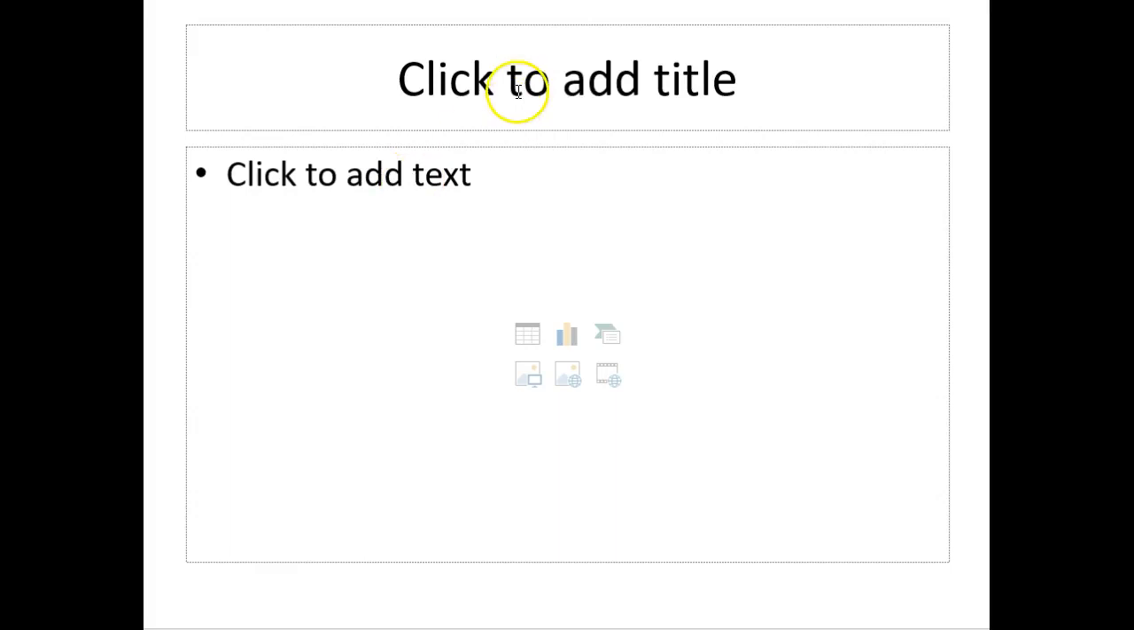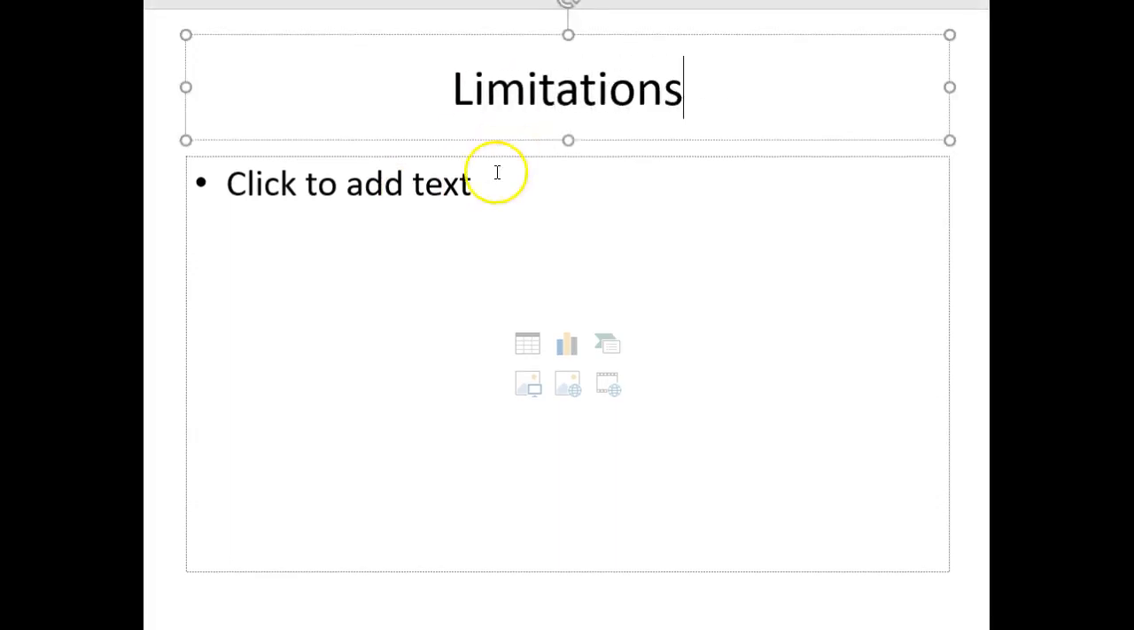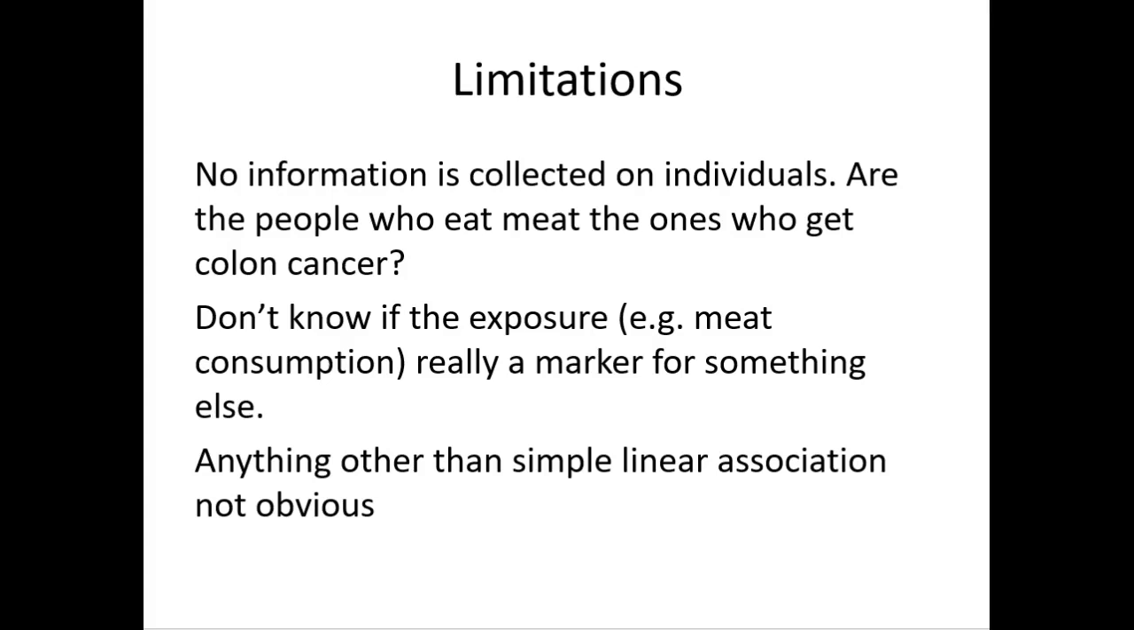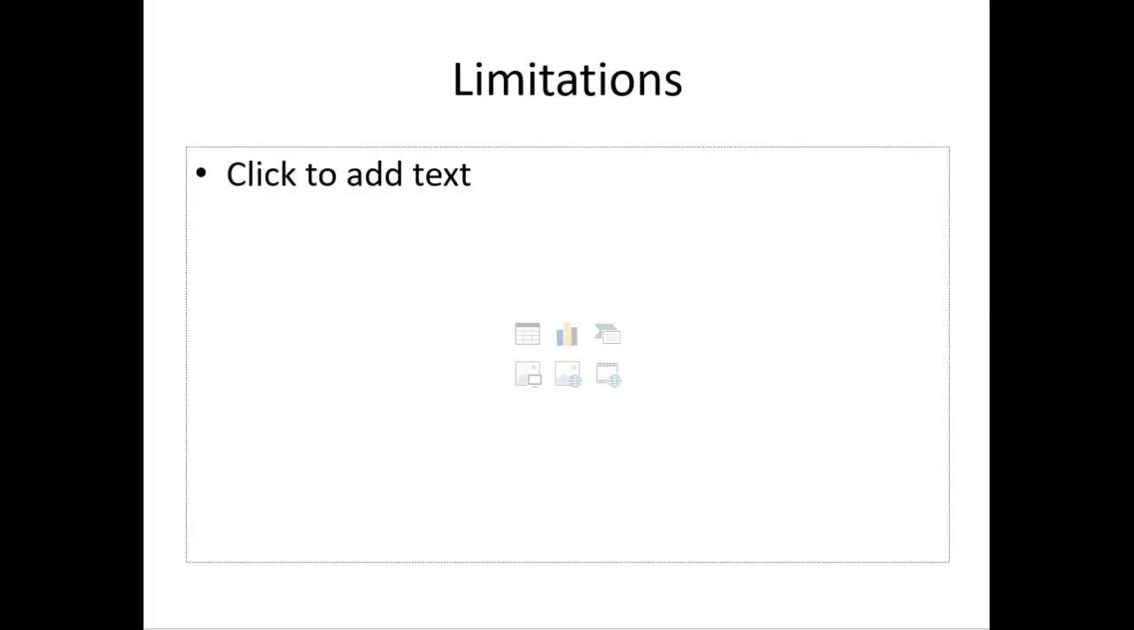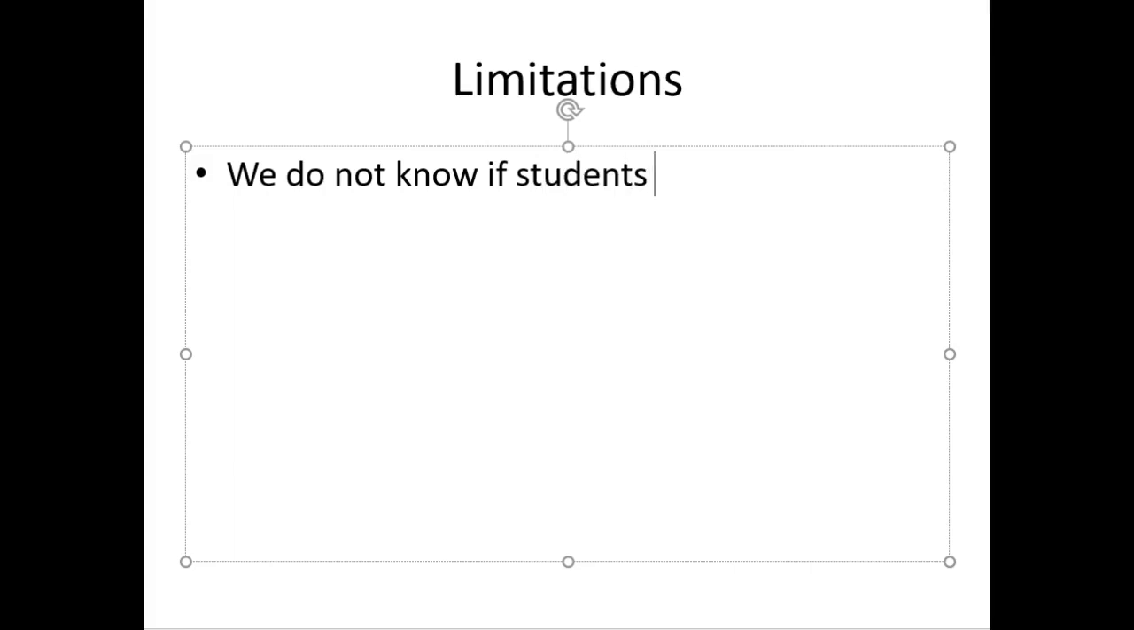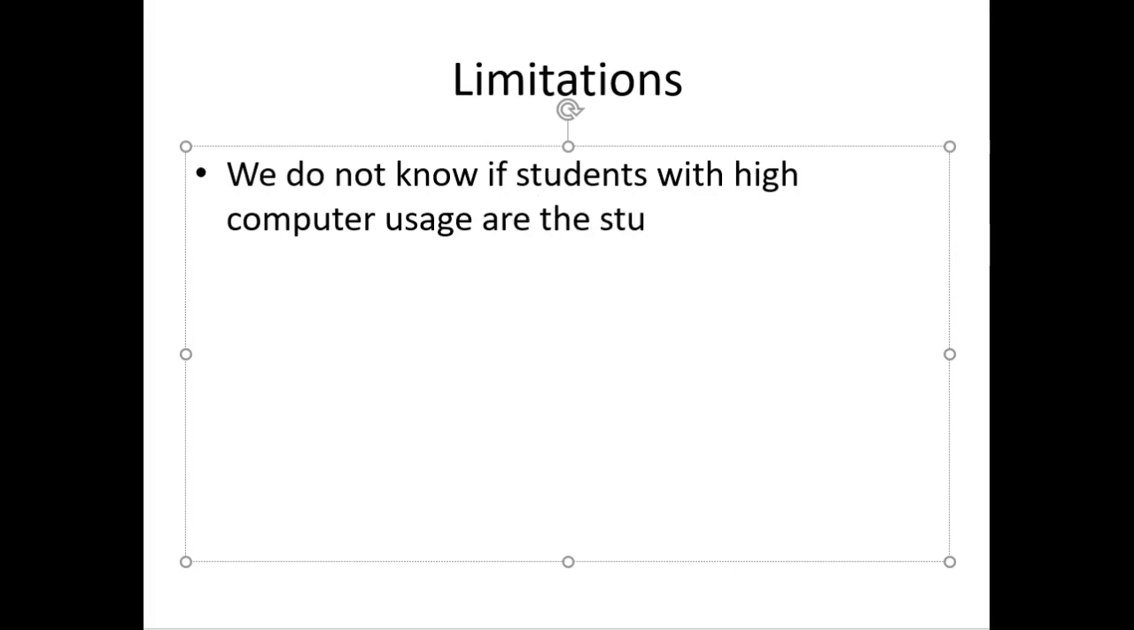And then we want to talk about our limitations. And for our limitations, we just go back to our slides about limitations. So our first one is no information collected on the individual. Second, we don't know if the exposure is a marker for something else. And the third one, anything besides linear not obvious. So here, for our first one, we would say we do not know if students with high computer usage are the students who are obese.